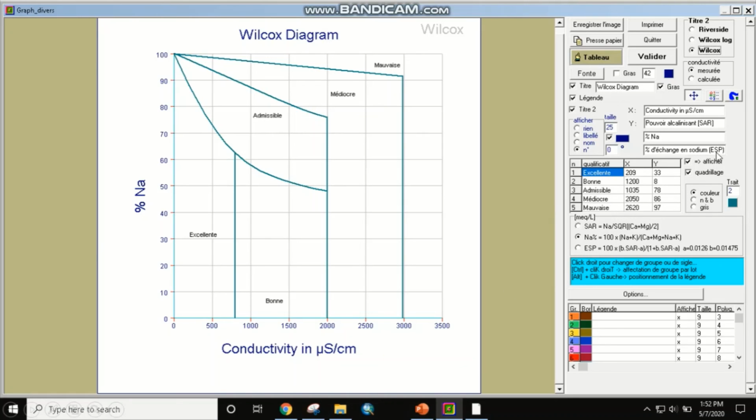So this is a very good software and an open source software. You can use it, and it's very easy to create the Wilcox diagram.